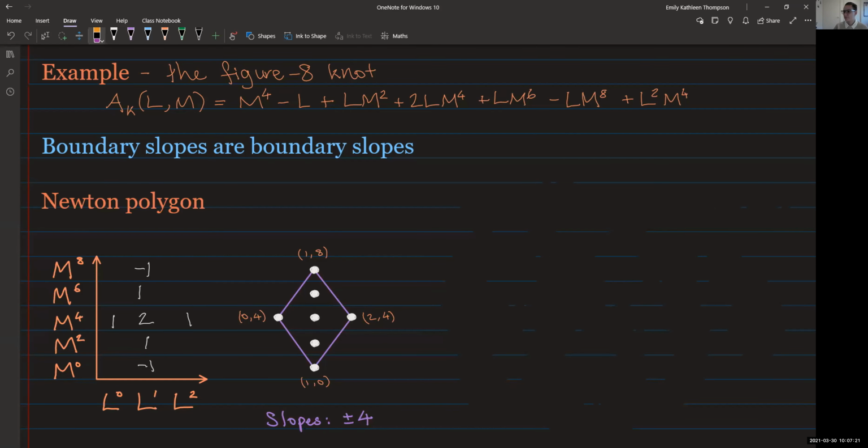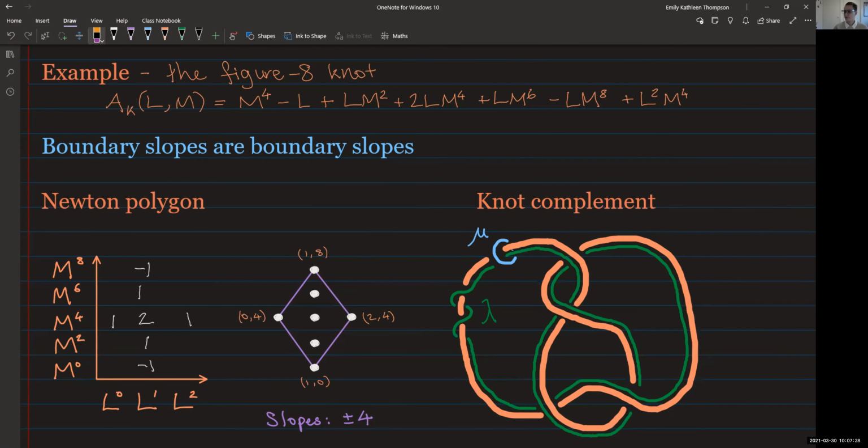Now, the second notion of a boundary slope is in the knot complement. So this is the figure 8 knot in orange. In the complement, we look at these two slopes, the meridian and the longitude. I've drawn these extra couple of twists here because this is the preferred longitude. It's the unique curve on the boundary torus that bounds a disk inside the knot complement. And so we can talk about slopes on the boundary torus in terms of these generators.